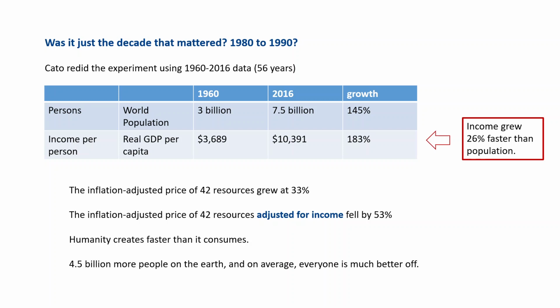145% growth in population. Let's say everybody eats about the same stuff, right? Income goes up 183%. You can afford the higher price. So let's adjust those prices of 42 resources for the amount of income. So it's like, okay, you have to spend more on your groceries, but what percentage is it of your overall income? It's less. In fact, it fell by 53%. The world went up by 4.5 billion people, but our food, our resources got cheaper by half. Humanity creates faster than it consumes. That's the key.